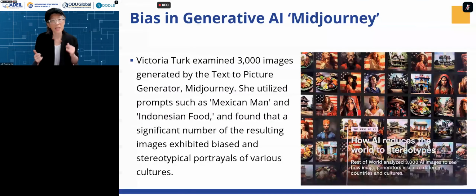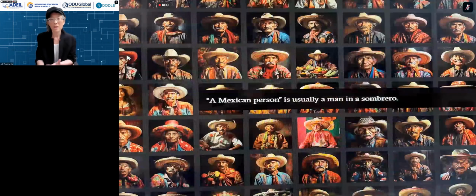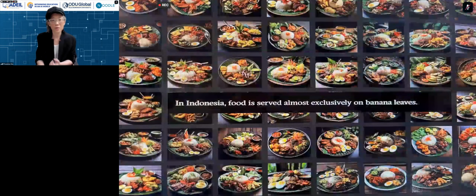So Victoria Turk examined 3,000 images generated by the text-to-picture generator Midjourney. She utilized prompts such as Mexican man and Indonesian food and found that a significant number of the resulting images exhibited biased and stereotypical portrayals of various cultures. So when she put in a Mexican person, why are all the Mexicans an old man with a sombrero? So Midjourney has biases. It simplifies, it reduces the world to a stereotype. Why are all Indonesian foods on banana plates, on banana leaves?